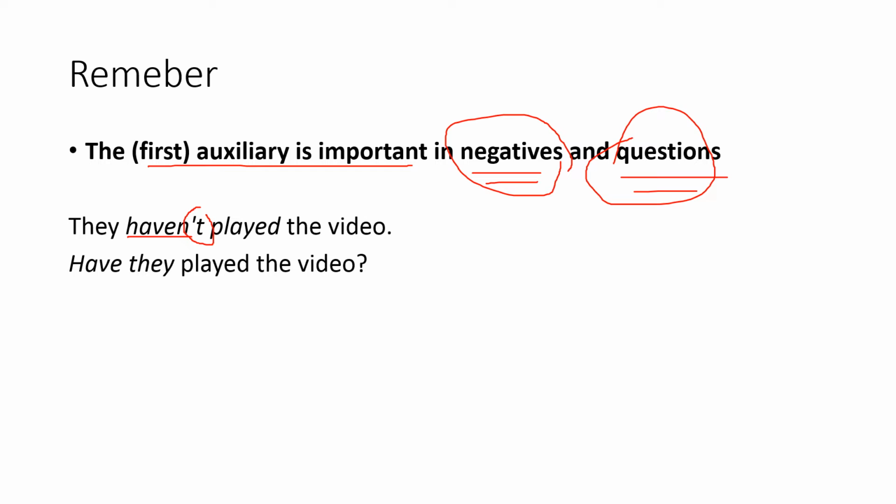Or, have they played the video? So this auxiliary again is used to form the question. Sometimes we can have more than one auxiliary. If we have more than one auxiliary, we use the first auxiliary in order to make negative and to form a question.